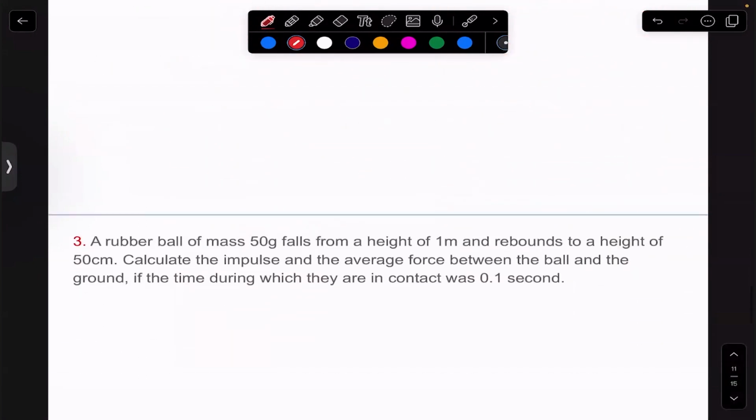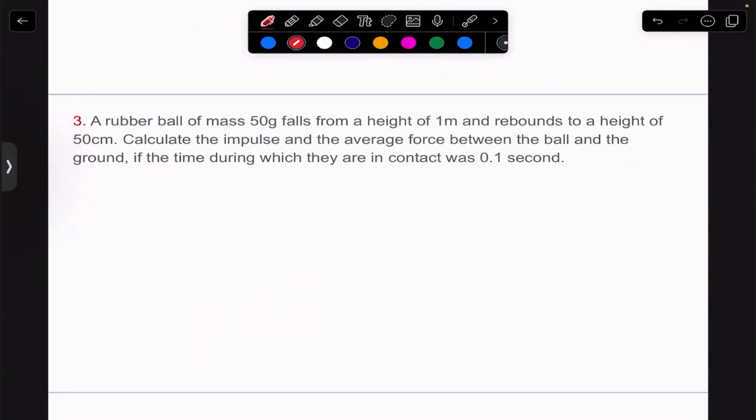Now, next question. This question says, a rubber ball of mass 50 gram falls from a height of 1 meter and rebounds to a height of 50 centimeter. Okay, so this is the first case. This is the floor. This is 1 meter height. Here the ball is falling, and it has a mass of 50 gram.